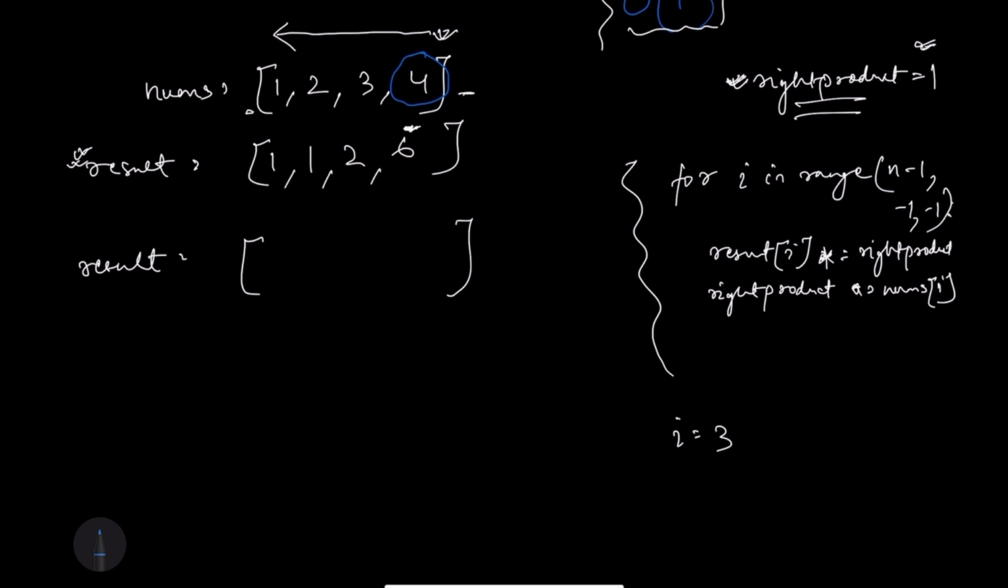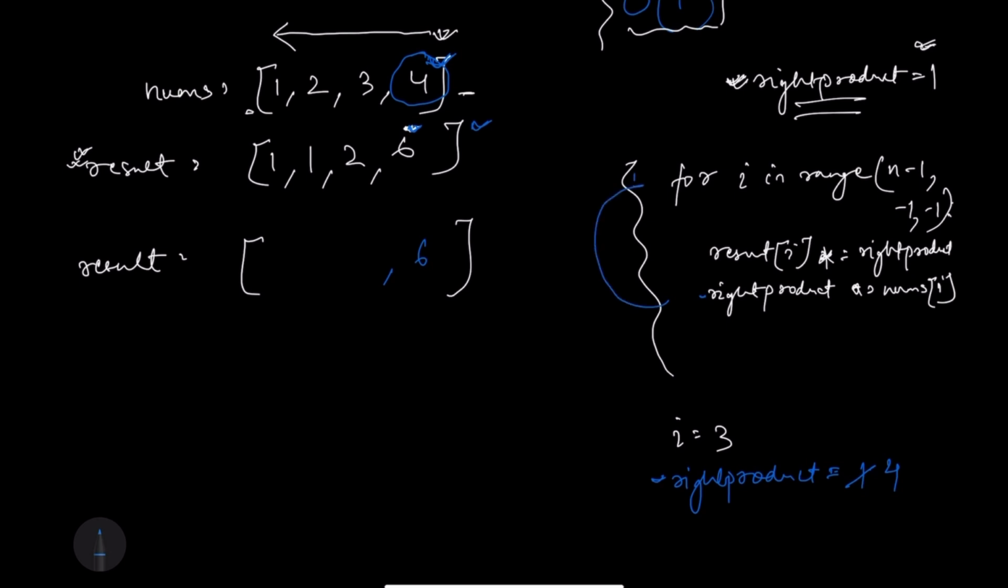So what we've got to do is, our right product, let me write here, right product is 1 right now, and we have got our result array here. Firstly, we will multiply our left product, which is already present in our left array, with our right product. So it would be 6. Then we will modify our right product. Our right product would now be 1 into 4, as we are iterating from the end of the array.